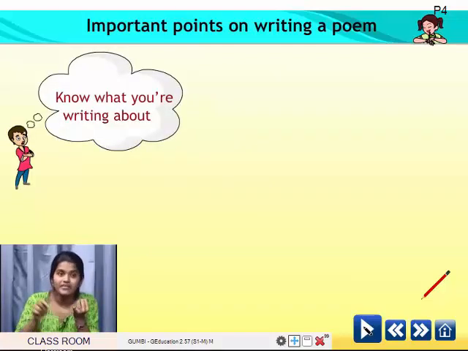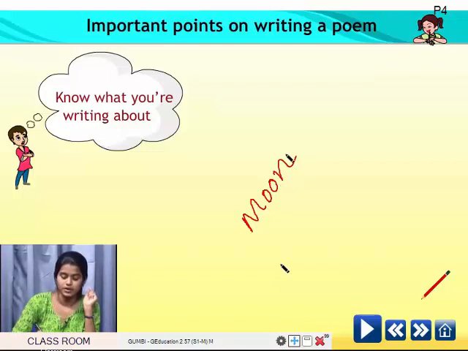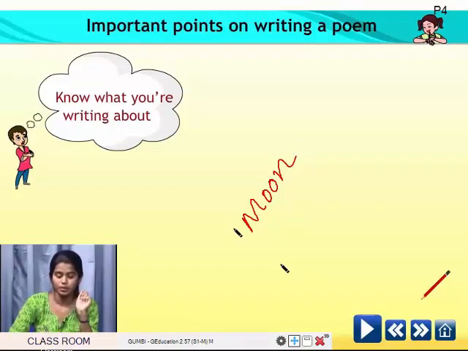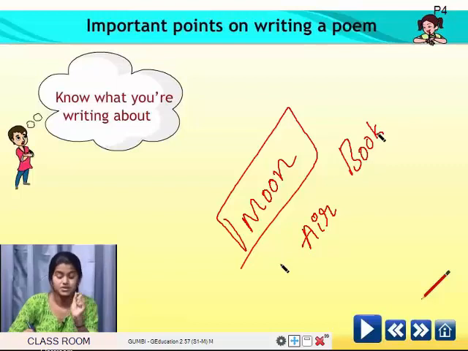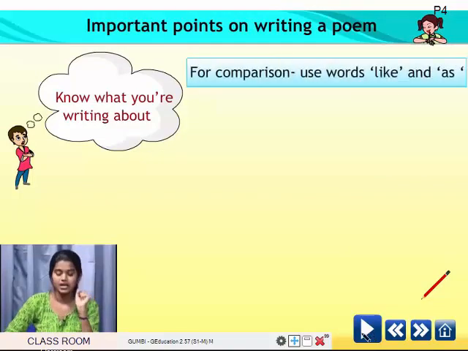Correct, students. First of all, you have to have an idea about what you are going to write. You must know what you are writing about and have some ideas about that particular thing. Suppose you are going to write a poem on the moon. You have taken the moon as your topic. Then you must know about the moon. Or if you write about air or a book, you should know something about that particular topic.